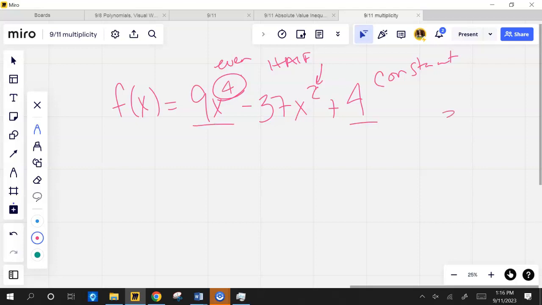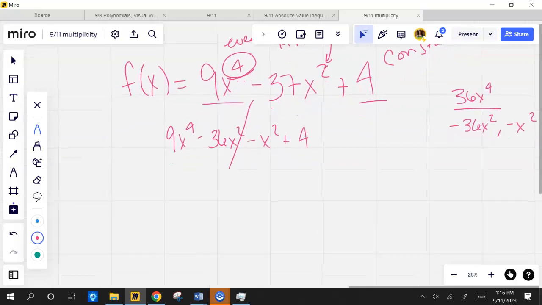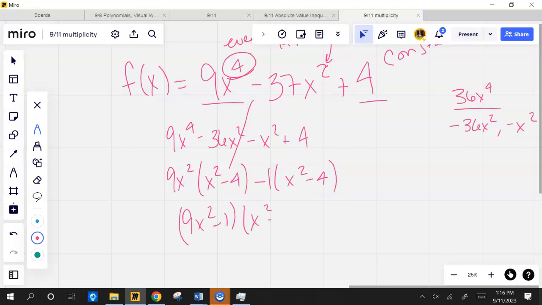So what multiplies to 36x to the fourth but adds to negative 37x squared? Negative 36 and negative 1, right? And so I fill this in: 9x to the fourth minus 36x squared minus x squared plus 4. I'm ready to slash. What can I take out of the first two? x squared. What's left? Middle sign stays. Can't take anything out of the second two. So now I have 9x squared minus 1, x squared minus 4.